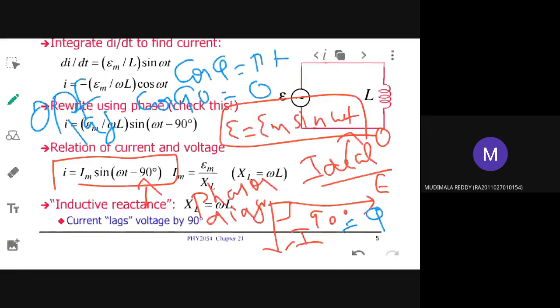Like that you have to tell. So this is all for a purely inductive circuit. The same thing you have to do for the one that is left out now, the capacitive circuit. So that we will do now.